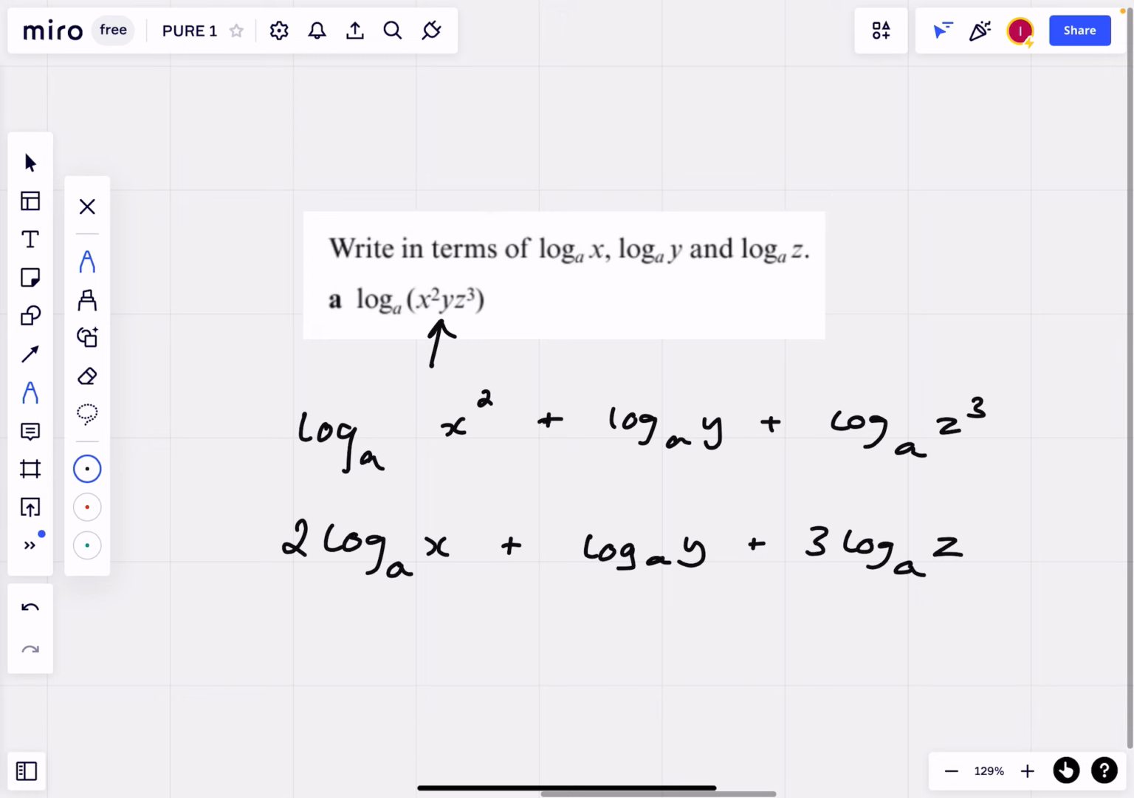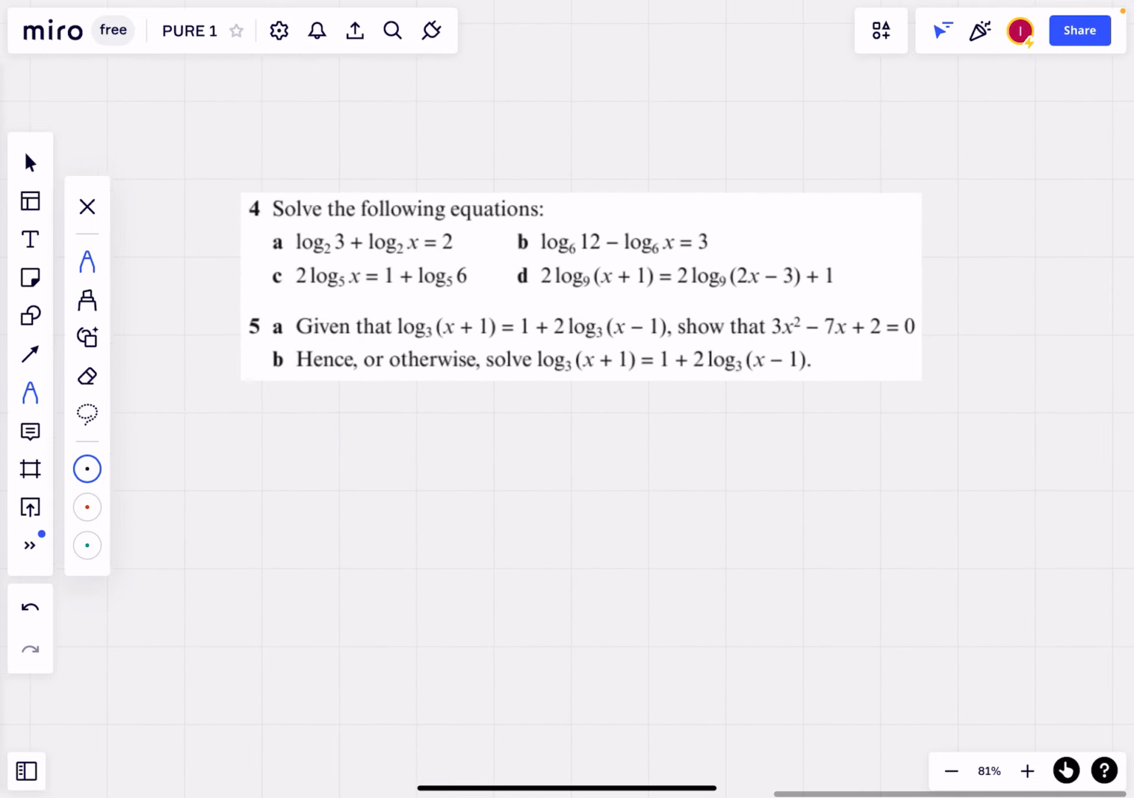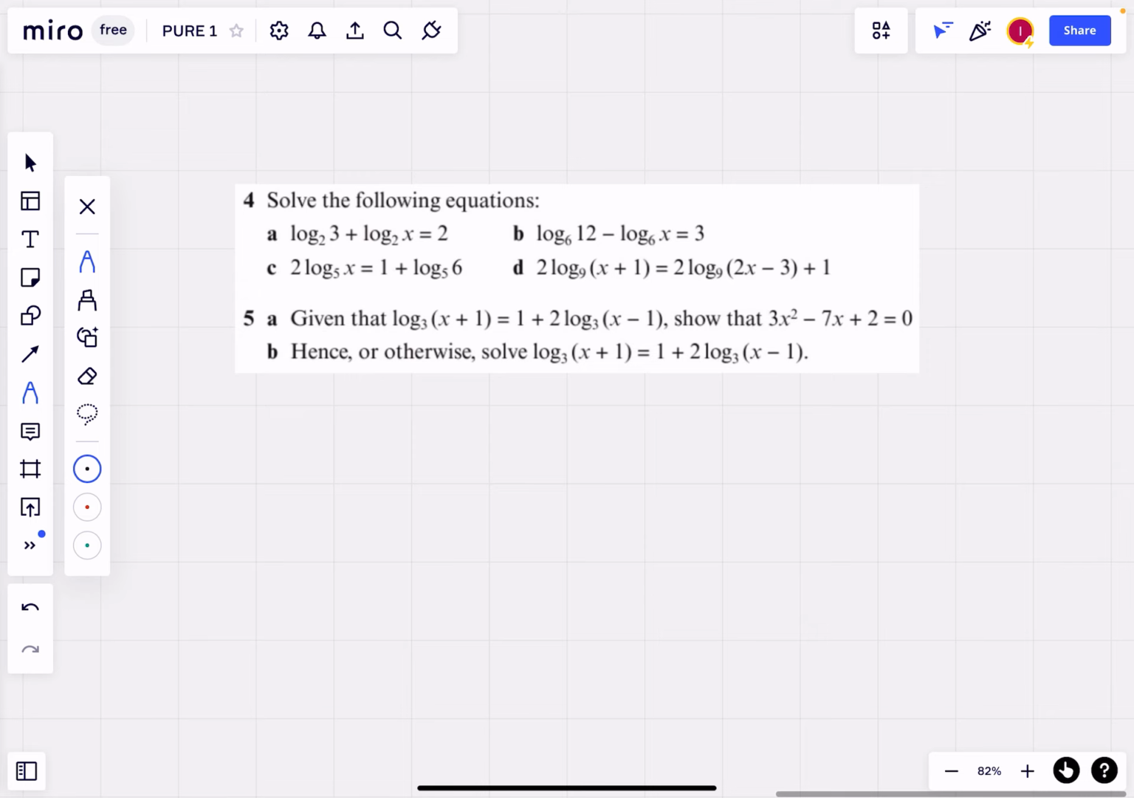That's a different type of question that you could potentially get. Oftentimes, though, you're going to get solving type questions. So, that being said, I've put up question 4 and question 5. I want you to give those a go for me, please.